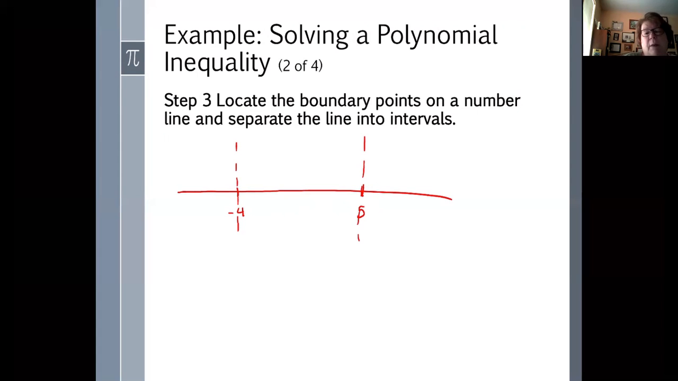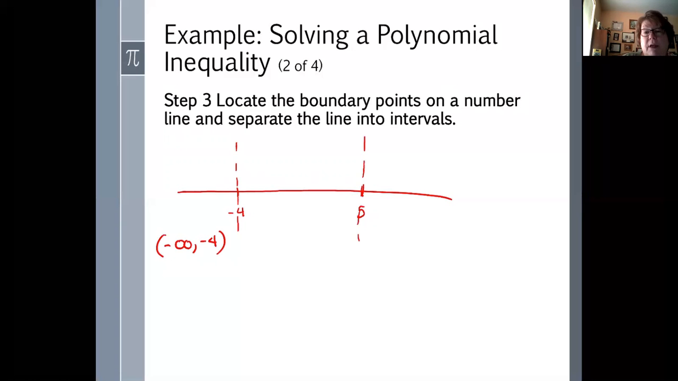So can you see how these two boundary points naturally break my number line into 3 intervals? The first interval's all the numbers to the left of negative 4. So that would be from negative infinity to negative 4. And I'm going to use parentheses because the boundary points are not included in my solution because I have a greater than, not a greater than or equal to.